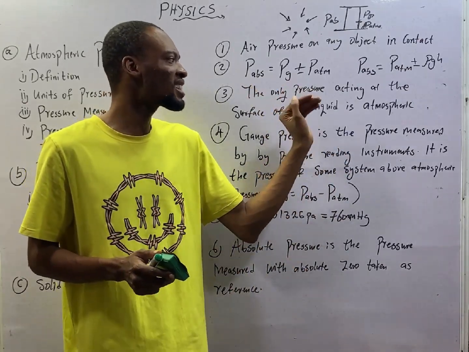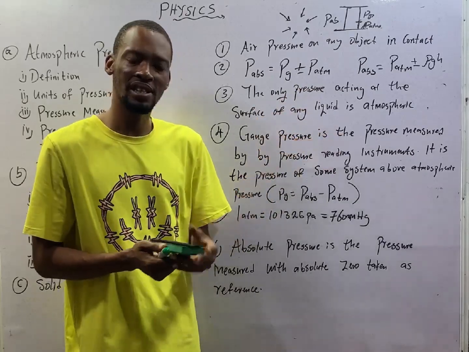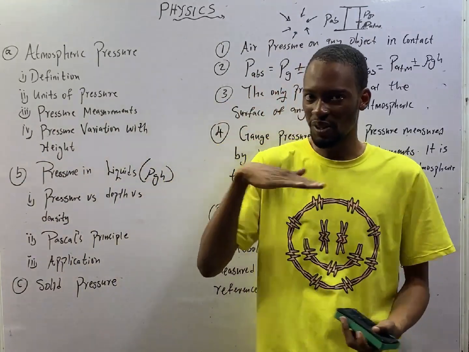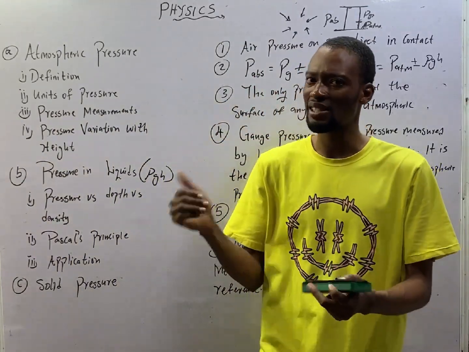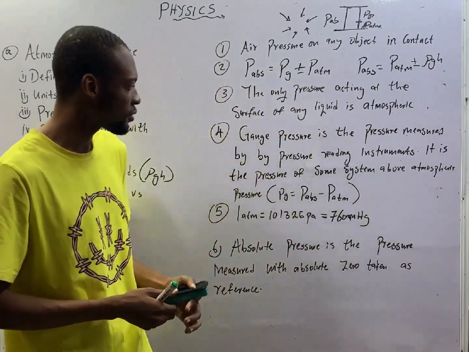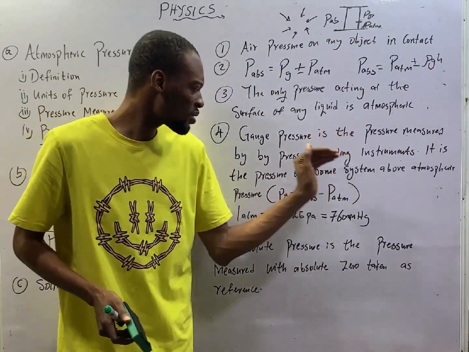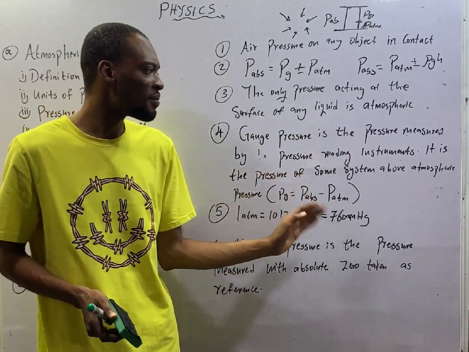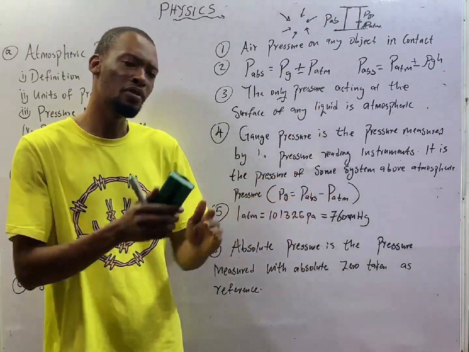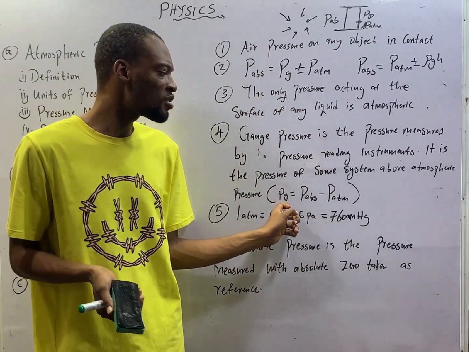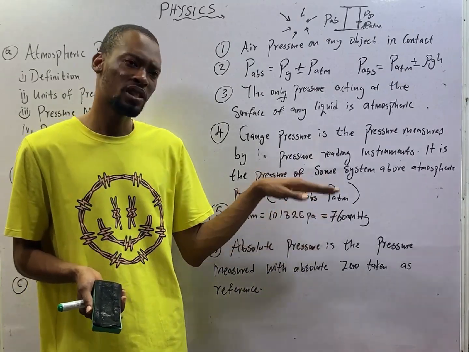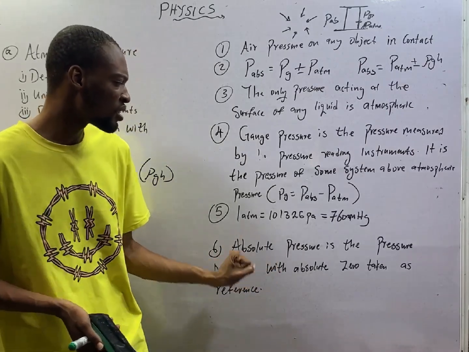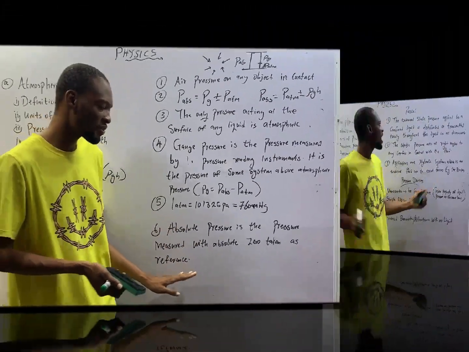The only pressure acting on the surface of any liquid is atmospheric pressure. If you are given a liquid and you are asked to look for pressure on the surface of that liquid, you are indirectly being asked to look for the atmospheric pressure. And gauge pressure is the pressure measured by a pressure reading instrument. It is the pressure of some system above atmospheric pressure. Gauge pressure is absolute pressure minus atmospheric pressure. And absolute pressure is the pressure measured with absolute zero taken as reference.